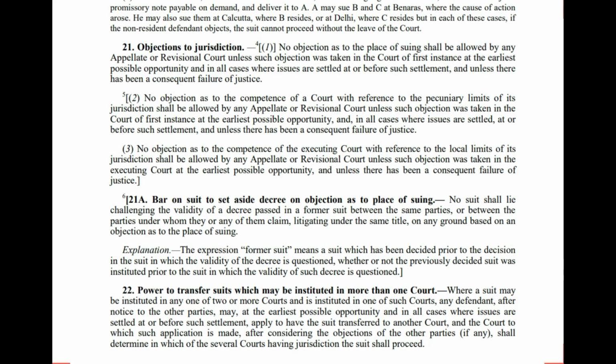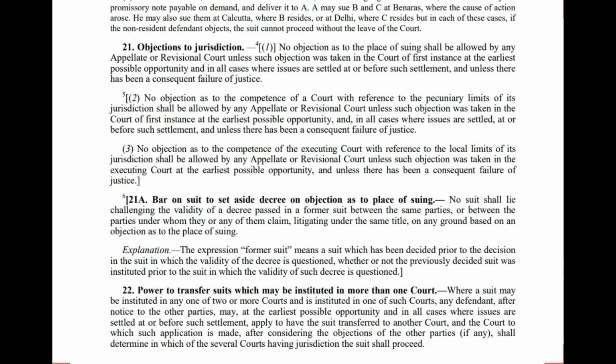Bar on suit to set aside decree on objection as to the place of suing. Imagine if there are two parties and already they have filed a case, they have obtained a decree. And if someone is trying to challenge the validity of the decree, then it cannot be done. Already a decree is given, you cannot challenge it with respect to the fact that the place of suing is wrong.